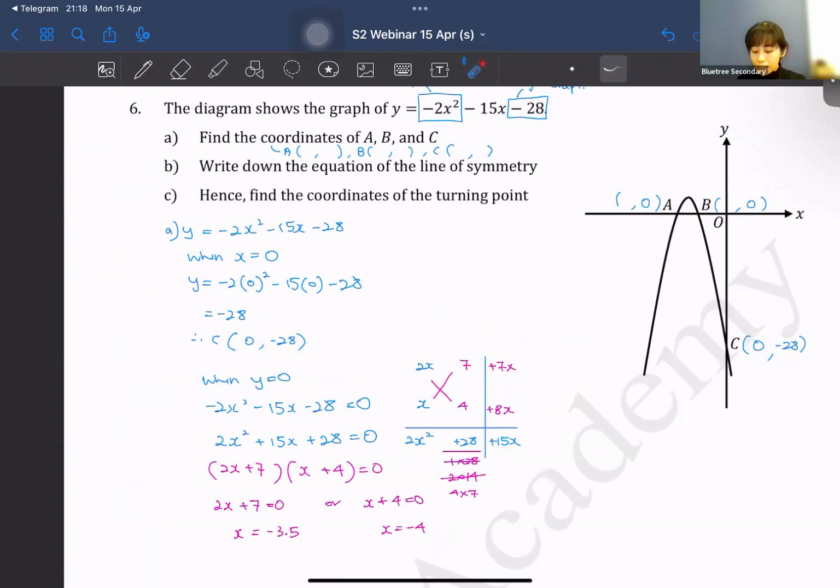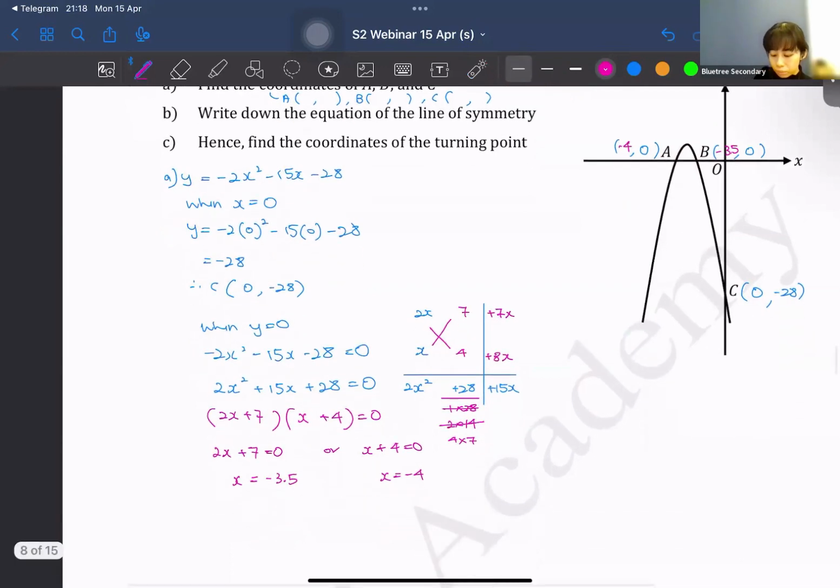So you don't just assign any number to the A and the B. Look at where the location of your A and B are. Since my B is closer to the origin, that means to say my B's x coordinate needs to be the bigger number. The bigger of these two numbers is going to be the negative 3.5. So that means to say my B's x coordinate is negative 3.5 and my A's x coordinate is negative 4. So please conclude that in your final answer.